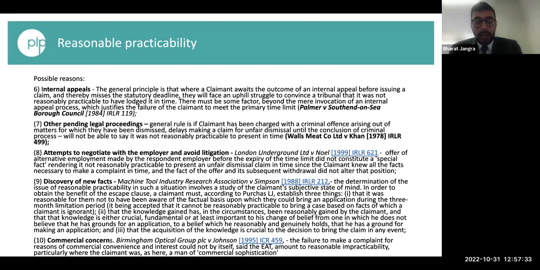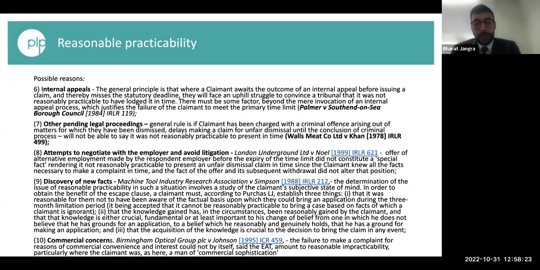Where a claimant is in negotiations with an employer and trying to avoid litigation, that isn't necessarily a reason why it wasn't reasonably practicable to bring the claim in time. Again, the claimant knew of all the facts necessary to make a complaint in time, and in this case, the claimant knew that they were offered other alternative employment, which was subsequently withdrawn. Those matters don't necessarily stop a claimant from bringing a claim. They are to bring a claim and take appropriate action following that.